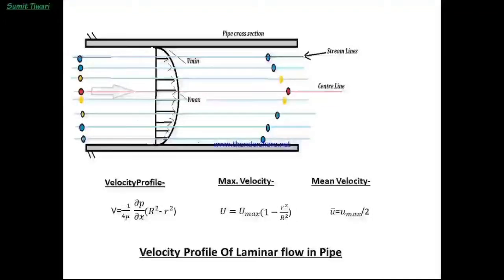Hello everyone, this is a practical demonstration of velocity profile generated in laminar flow. The velocity profile you can see here is parabolic in nature. By the equation of velocity profile, v is equal to minus 1 by 4 mu del p by del x (R square minus r square). Capital R is the inner radius of the pipe and small r is the assumed radius, we can say, up to this streamline.